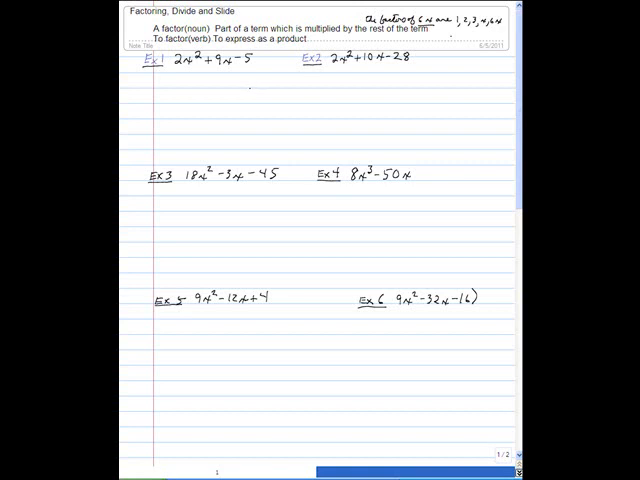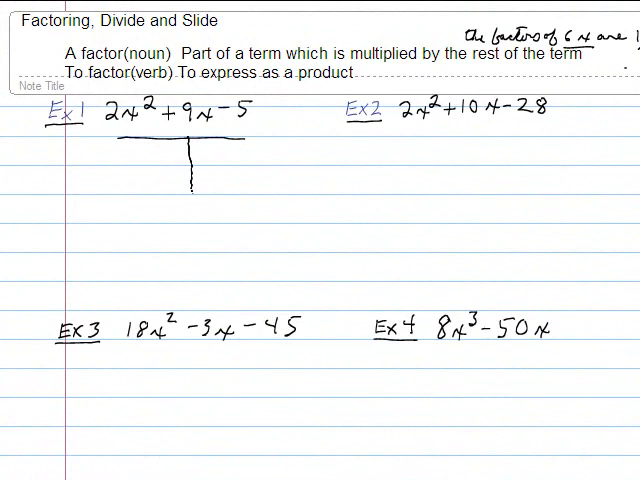I'm going to show you now the divide and slide method of factoring. The divide and slide method begins like this. Make a T. And on the left of the T, put the product of the first and last term coefficients. The first coefficient is 2, the last coefficient is negative 5. Put here negative 10. And you're going to be looking for 2 numbers that multiply, so I put a dot here. Multiply to give you negative 10.